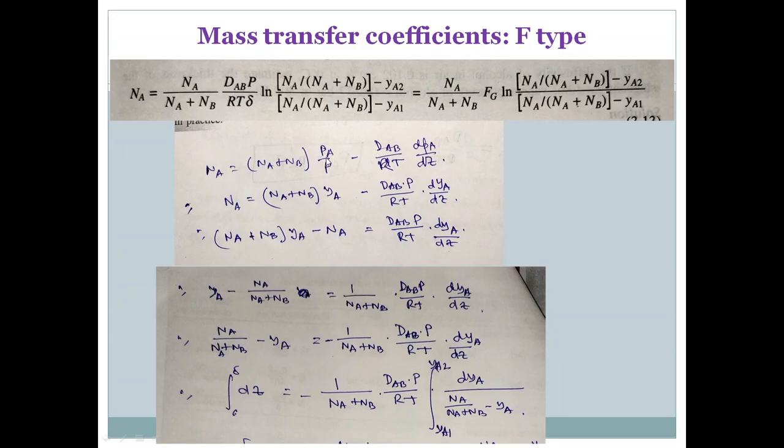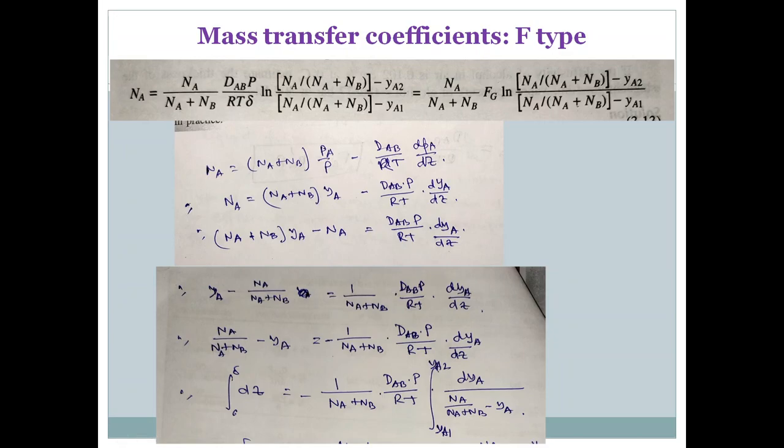Then we apply this for diffusion of A through non-diffusing B. At that time we take Nb equal to 0 and we derive this. And another one, equimolar counter diffusion, then Na equal to minus Nb. Then this part cancels out and we derive this.